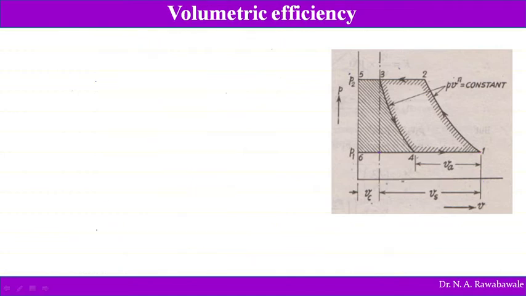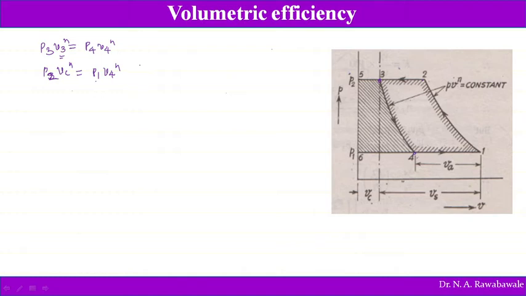Now again we'll write here P3 V3 to the power of n is equal to P4 V4 to the power of n. So V3 is nothing but clearance volume. So we can write this as P3 Vc to the power of n is equal to P4 V4 to the power of n. P3 is taken as P2, so pressure at point 3 is equal to P2. So P2 Vc to the power of n is equal to P1 V4 to the power of n.